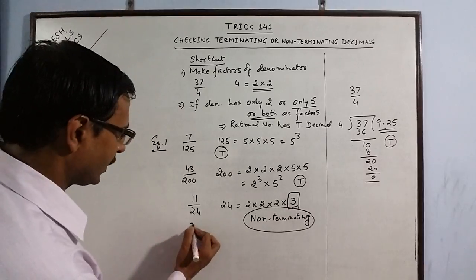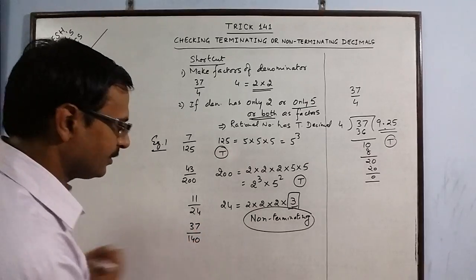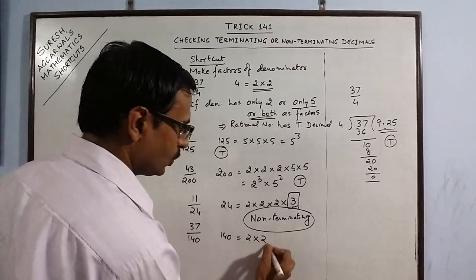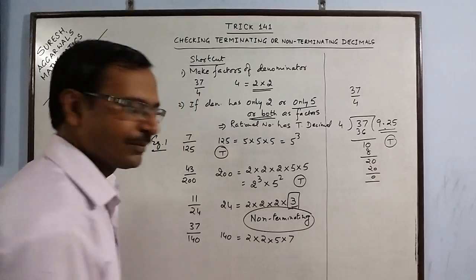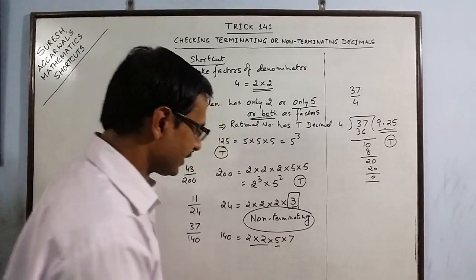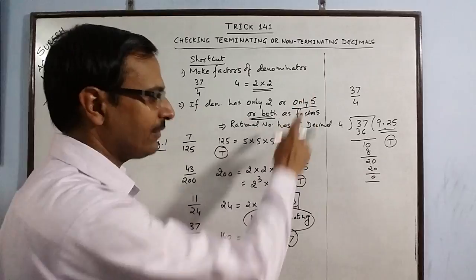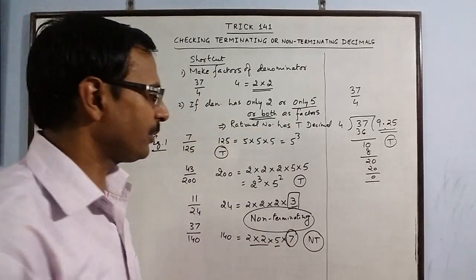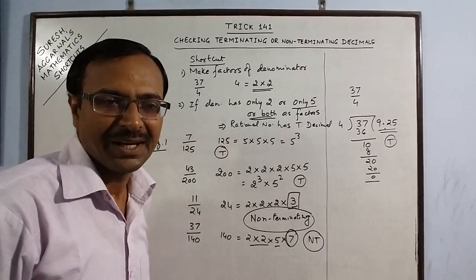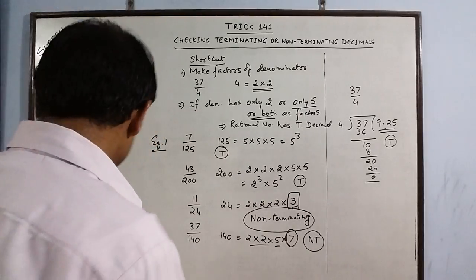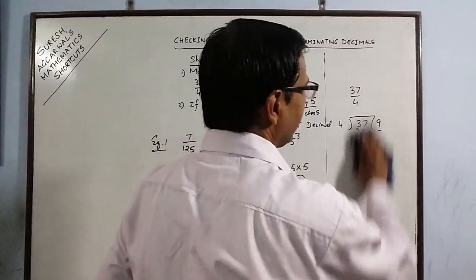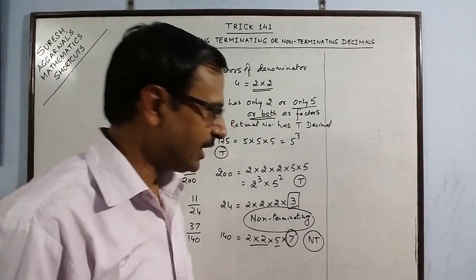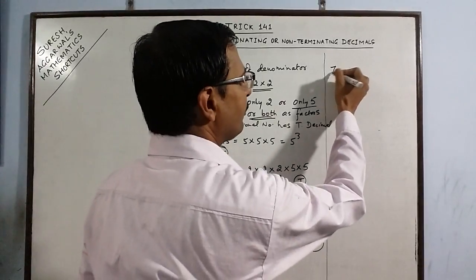Say another one. Say we have 37 upon 140. 140 has factors 2, 2, 5 and 7. Now see, 2's are there, 5's are there, but there is a 7. Other than 2 and 5 we have a 7 in the denominator. So again this fraction also has a non-terminating decimal. Now you can see, this method can be practiced in a very short interval of time. I'll take some more fractions and we will try and find out whether they have a terminating or a non-terminating decimal. Say we have 7 upon 50.